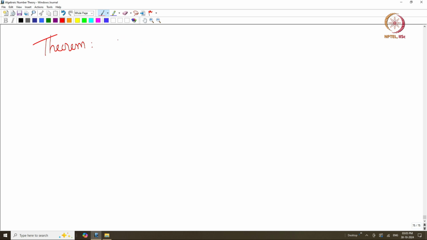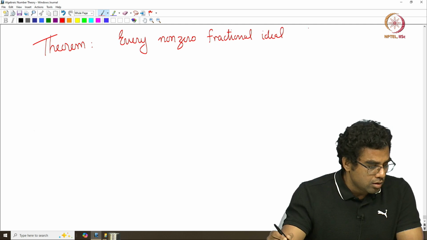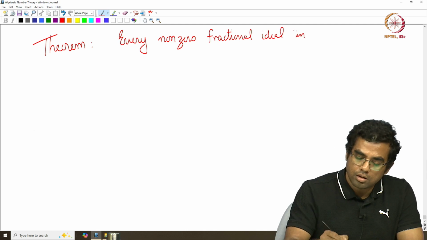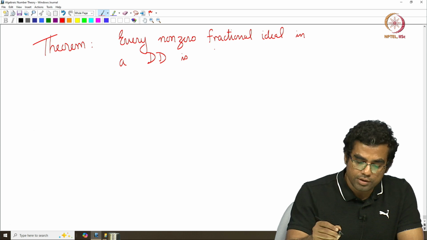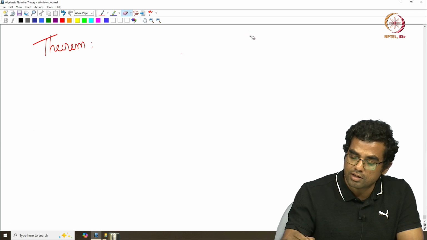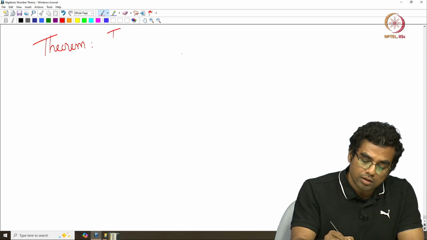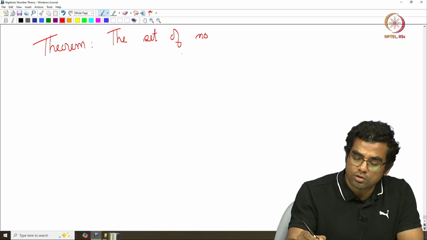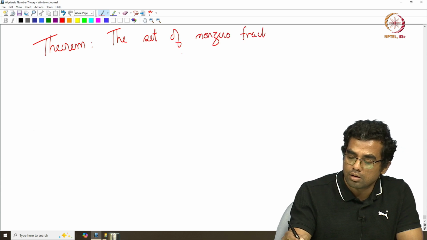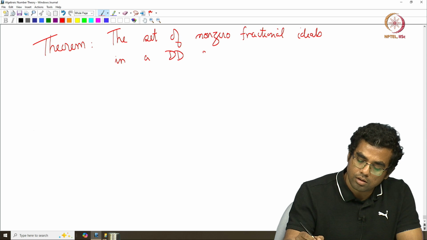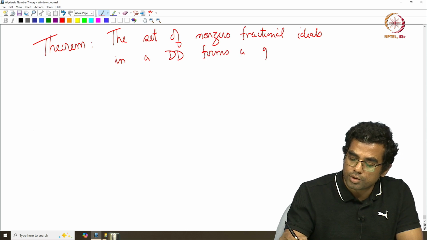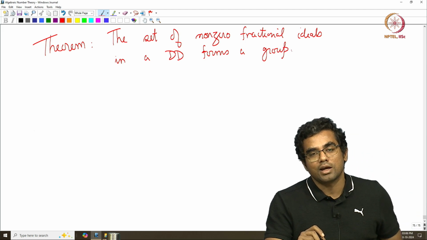Dedekind domains. It says that, actually let me state it slightly differently. So, it says that the set of non-zero fractional ideals in a Dedekind domain forms a group.